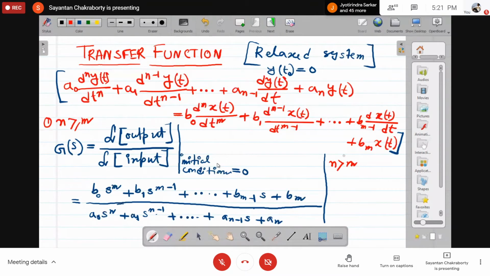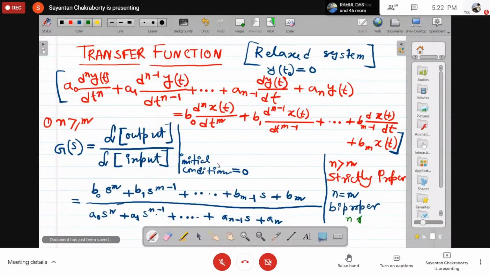That is, the denominator order is greater than the numerator order. So this system is called a strictly proper system, where n is greater than m. Similarly, if n equal to m, then we call it a biproper system.